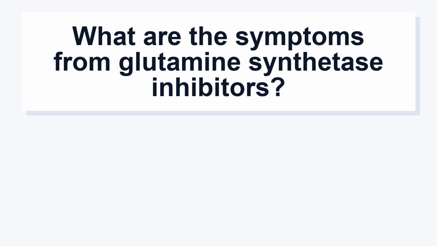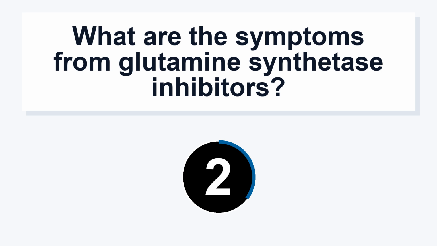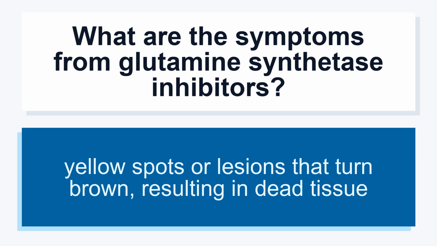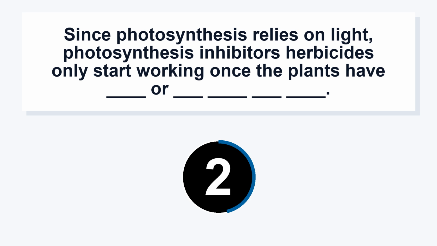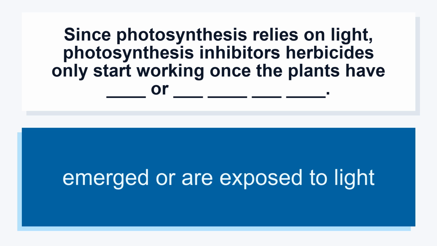What are the symptoms from glutamine synthetase inhibitors? Yellow spots or lesions that turn brown, resulting in dead tissue. Since photosynthesis relies on light, photosynthesis inhibitor herbicides only start working once the plants have emerged or are exposed to light.